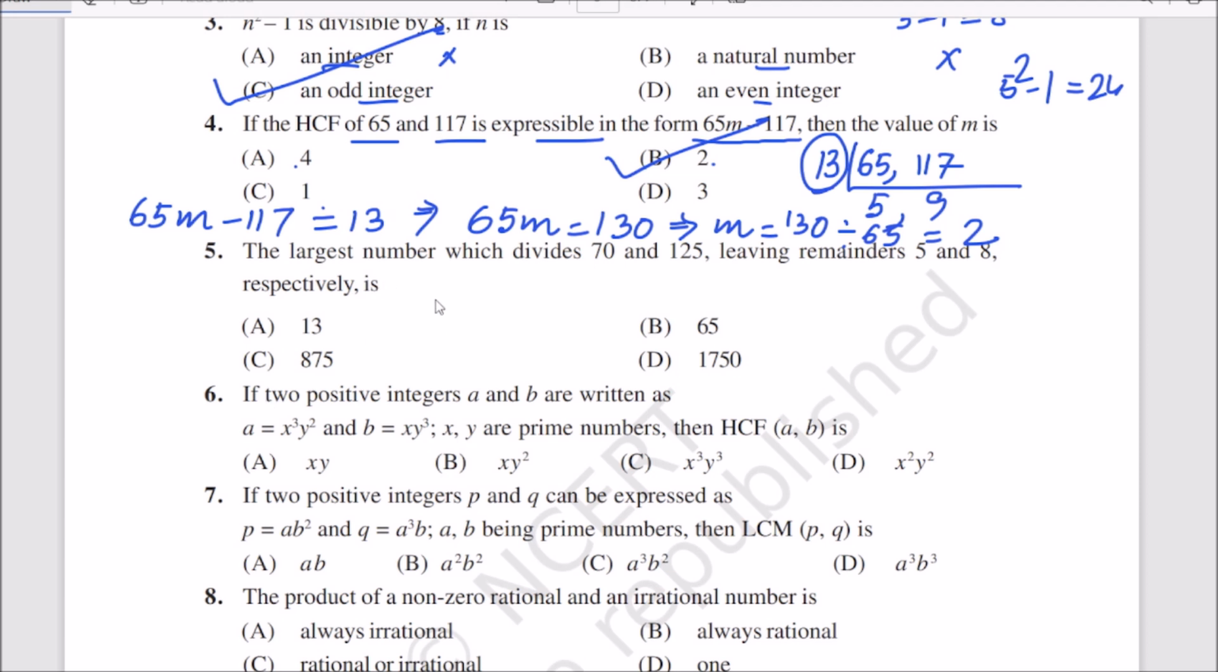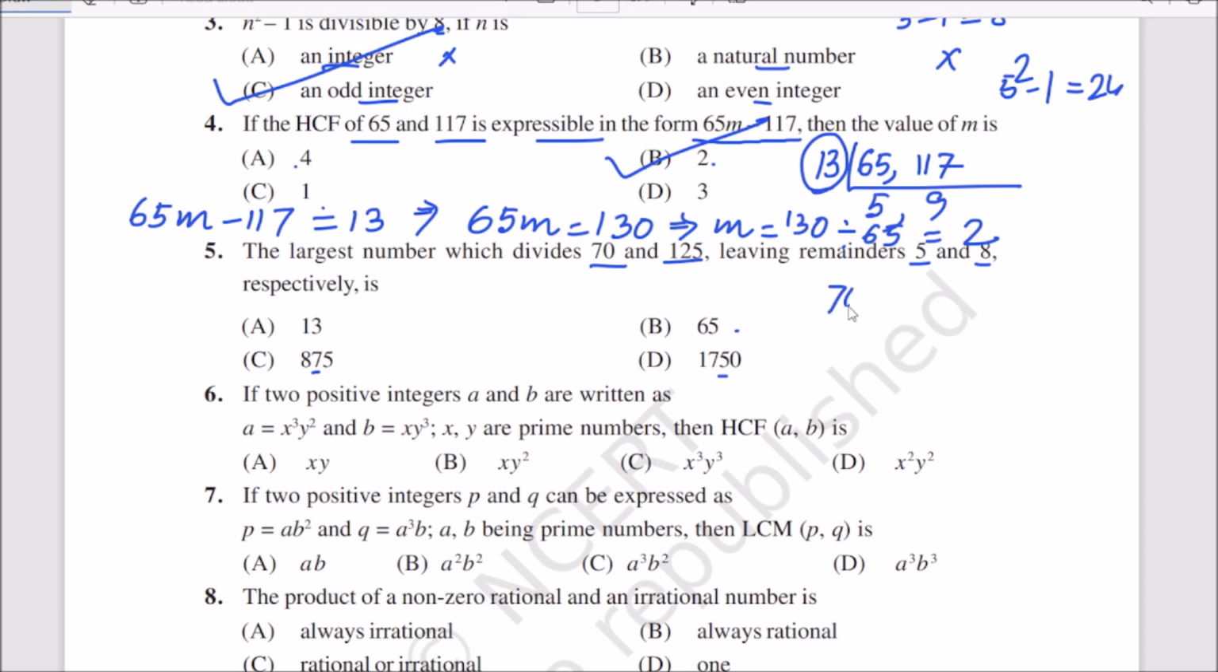Question number 5. The largest number which divides 70 and 125 leaves the remainder 5 and 8 respectively. What is the largest number? It is 13, 875, 65 and 1750. So how to do this question?